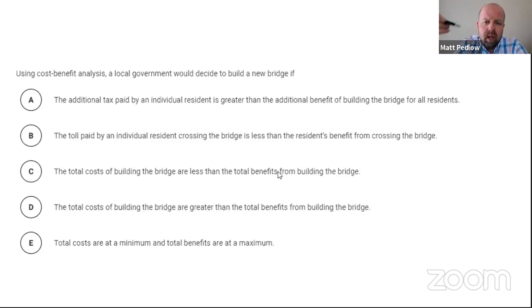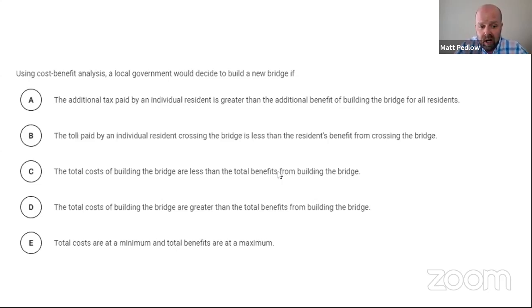We're not looking at the margin, we're talking about our total net benefit. So if you look at A, the additional tax paid by an individual resident is greater than the benefit. Well, that doesn't even make sense. If we're paying more in tax than the benefit, we shouldn't do that. B, the toll paid by them is less than the benefit. Well, that's only focusing on that individual. We want to know what the total net benefit is.